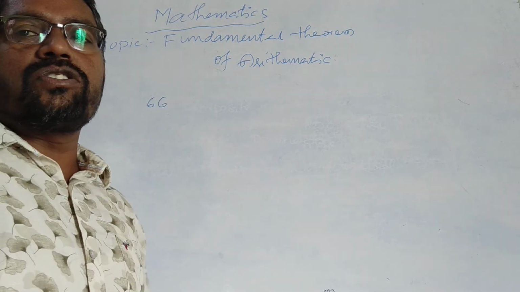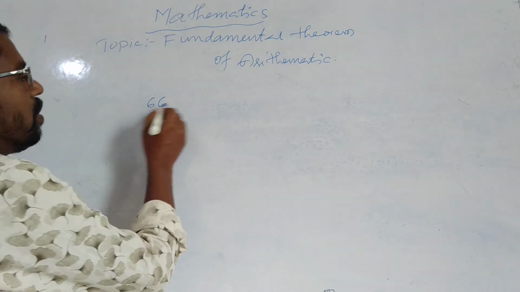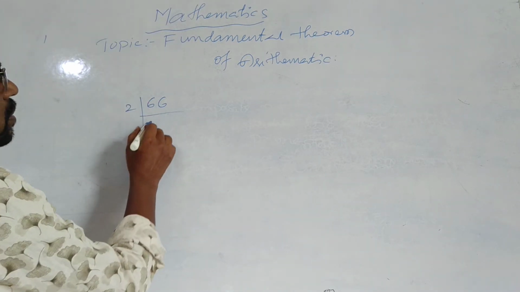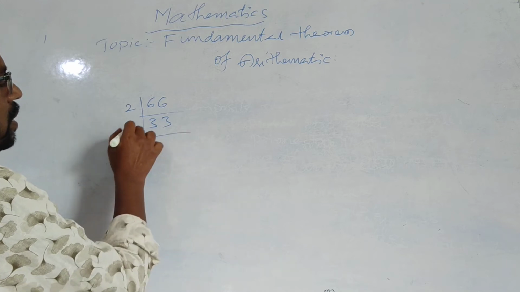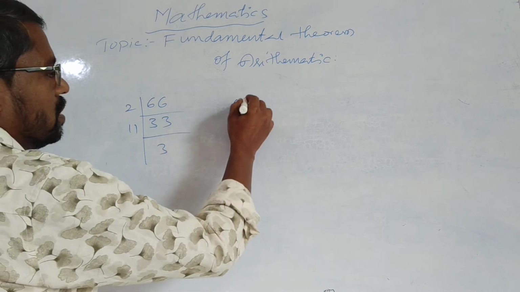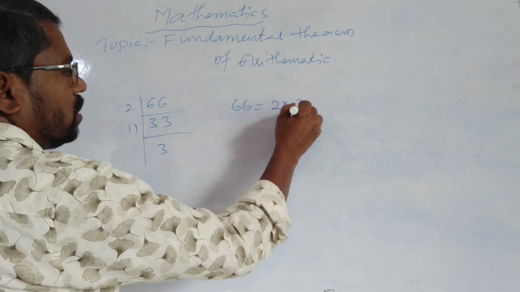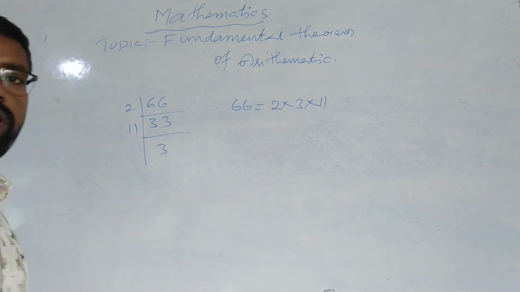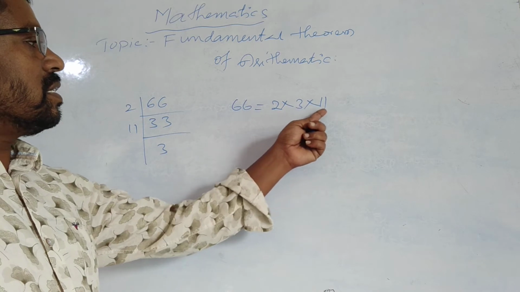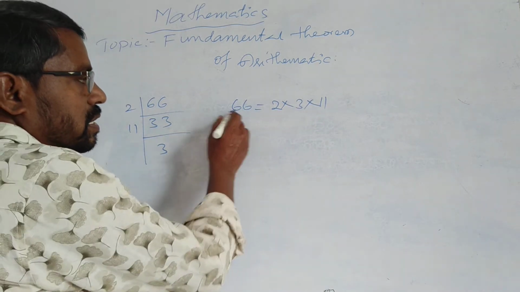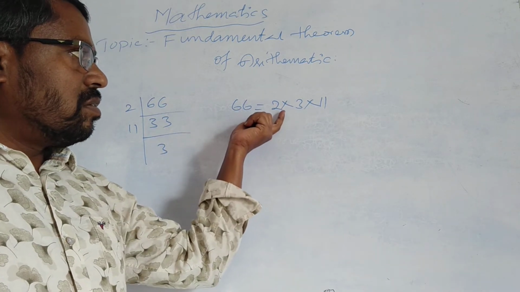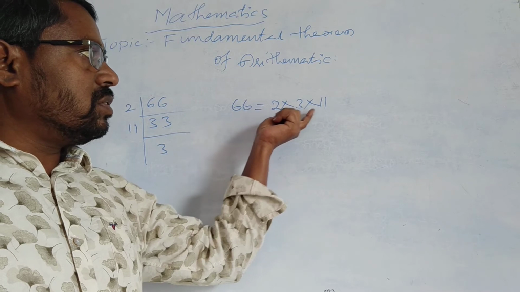How are we going to express these? 66 we can write just by the division method. You take the 2 table, 2 3s are 6, so 66 divided by 2 is 33. Next we can take 11, 11 3s are 33. So 66 can be expressed as 2 into 3 into 11. 2 3s are 6, 6 into 11 is 66. So this 66 is a composite number, and it can be expressed as the product of primes, that is 2 into 3 into 11.